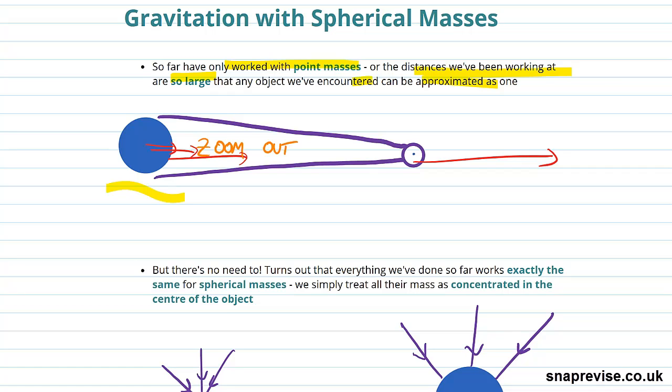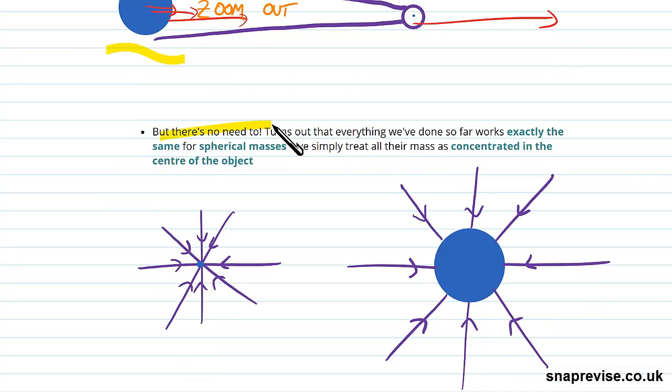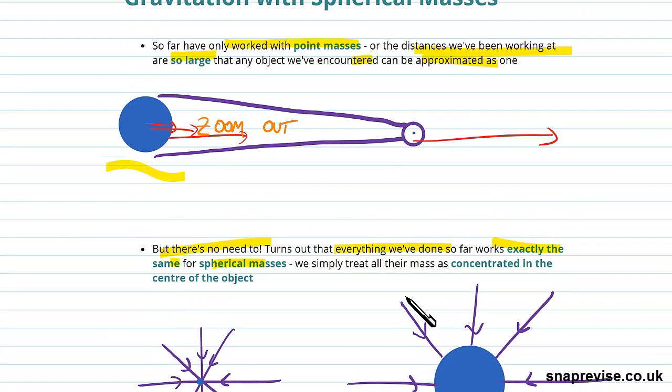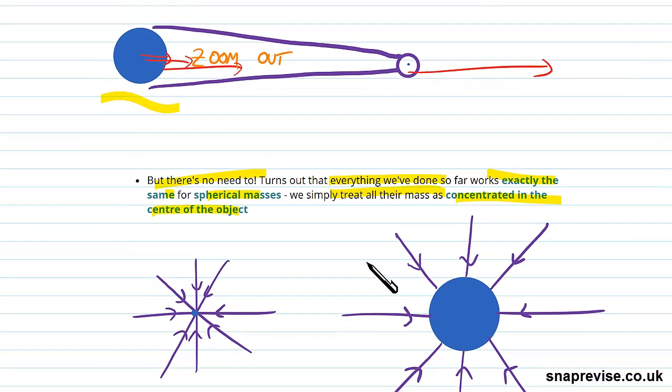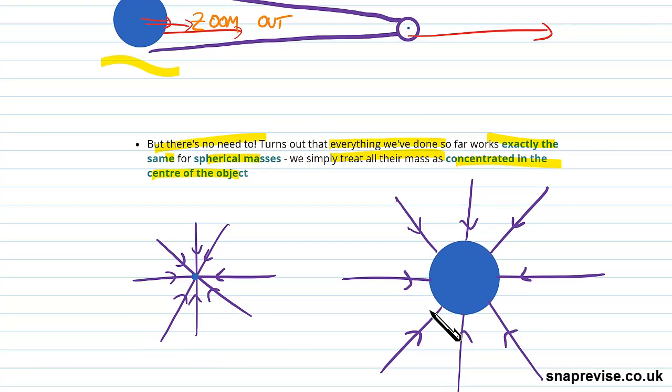We didn't need to do that, because it turns out that everything we've done so far works exactly the same for spherical masses. So we never needed to approximate the Earth as a point particle when we think about the Earth moving around the Sun or the Moon rotating around the Earth or anything like that, because all we needed to do was simply treat all of their mass as if it was concentrated in the centre of the object. In other words, we can treat the Earth exactly as if it's got a point particle in the centre of it, where all the mass is concentrated.